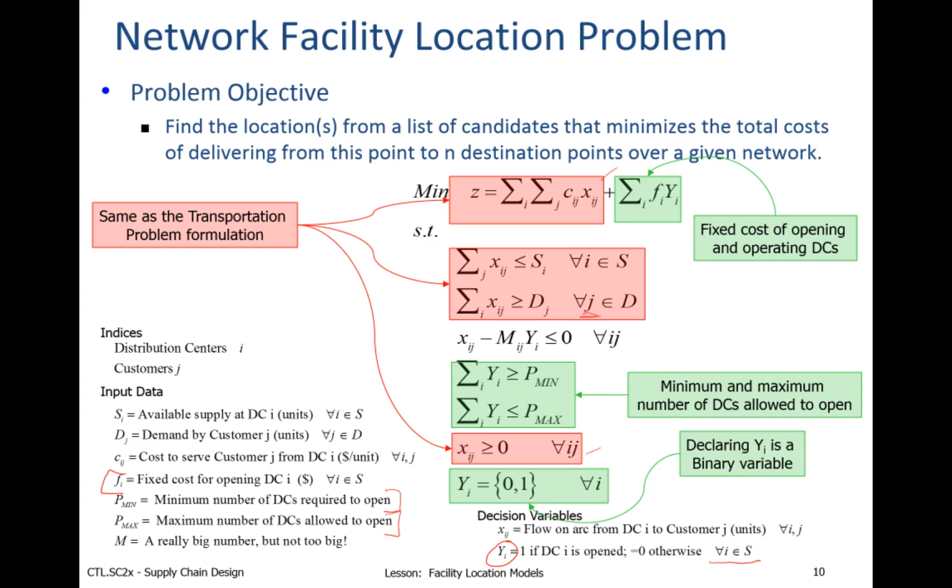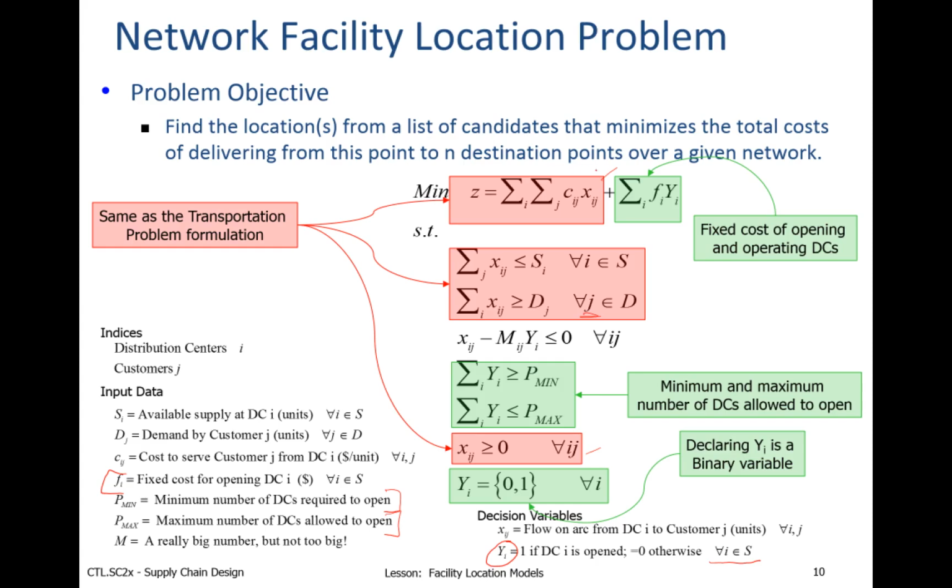So it could be labor, it could be lease, it could be any kind of thing that doesn't change with the amount of volume going through. So the f sub I is independent of how much volume is going through. If I have 1 unit going through, I pay the same amount. If I have 1,000 units going through, I pay the same amount. So it's a fixed cost with respect to the volume flowing through it. So I've got two elements to my objective function now.